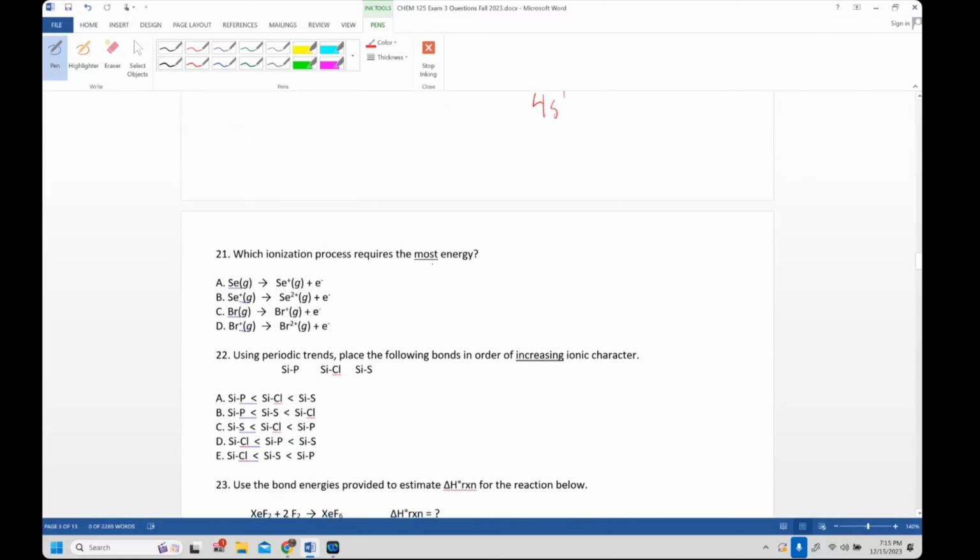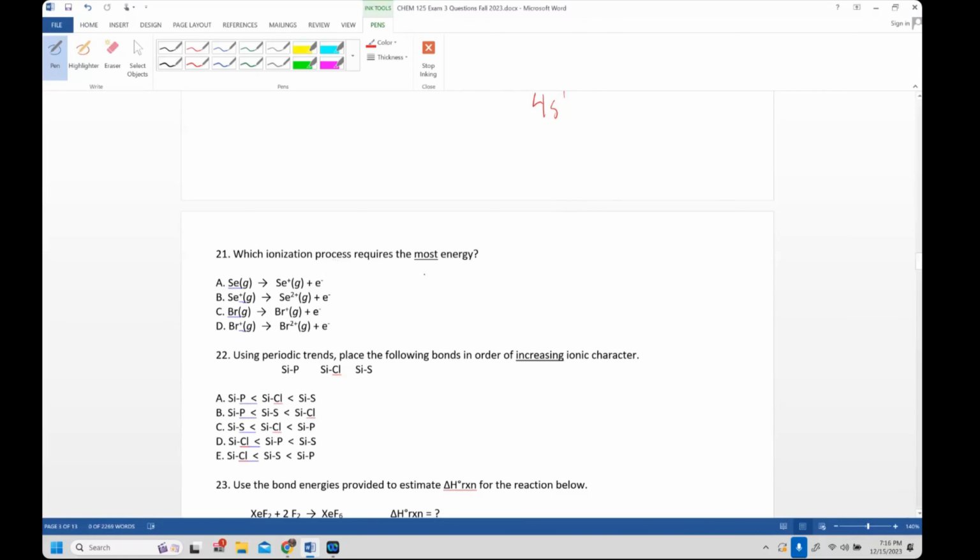All right. So next, which ionization process requires the most energy? If you remember, going from first ionization to second to third always increases energy. But if you try to take away an electron from a noble gas, it requires an insane amount of energy. So let's take a look.